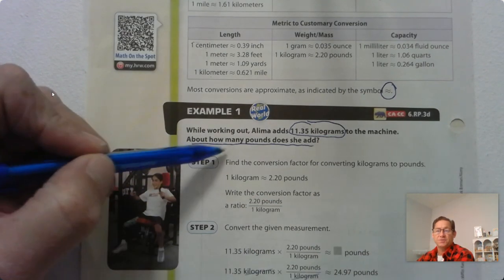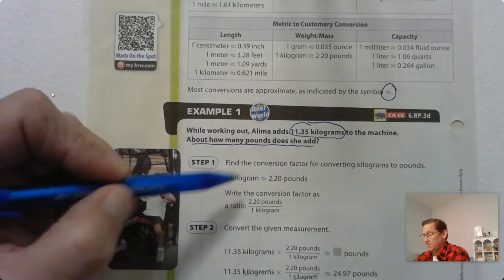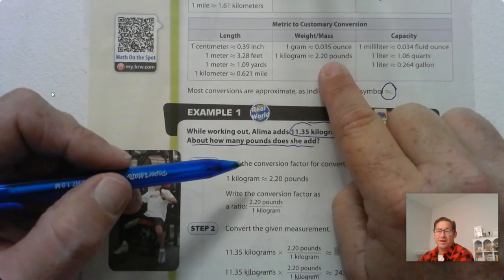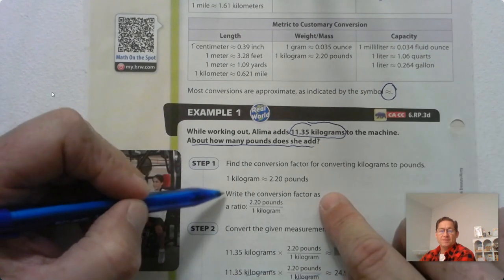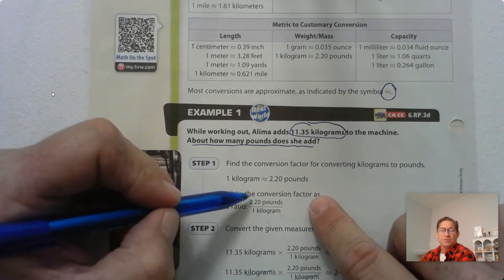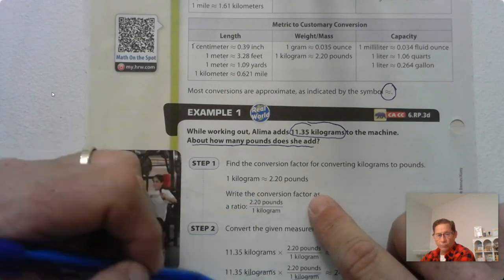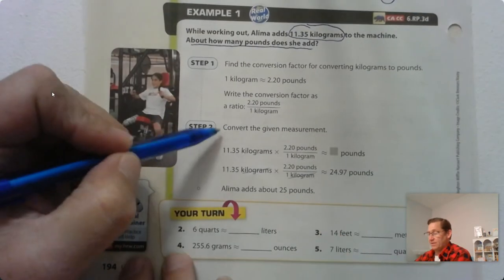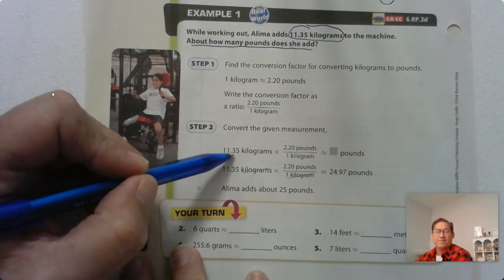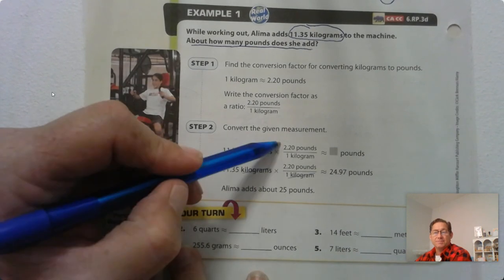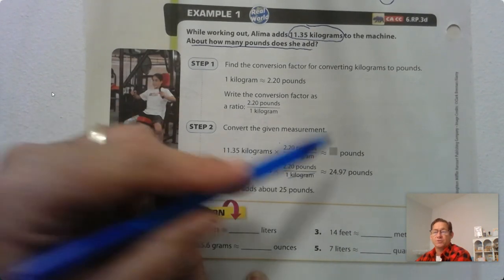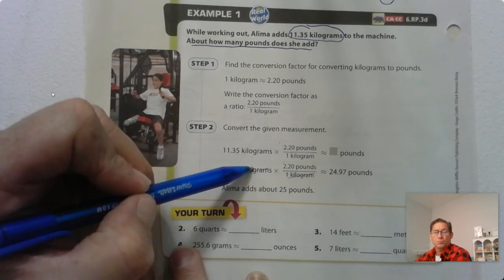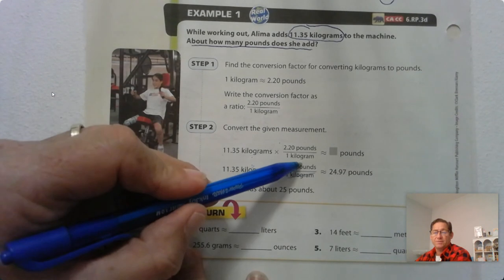Okay, so find the conversion factor for converting kilograms to pounds. We found that 1 kilogram is approximately 2 20 hundredths pounds. We can write the conversion factor as a ratio, 2 20 hundredths pounds over 1 kilogram. And then we can convert the given measurement. 11 3/5 hundredths kilograms times the conversion factor will give us a certain number of pounds. Okay, remember that the kilograms will divide out, leaving us with pounds.